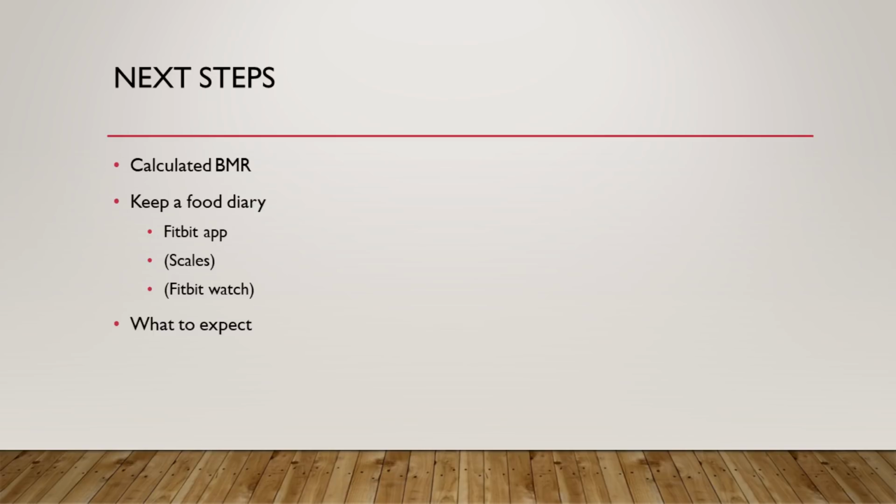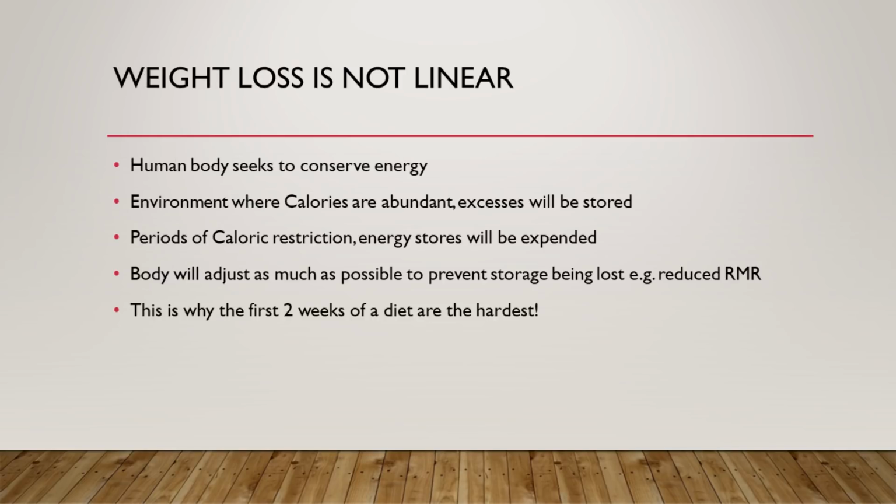Having done all of that, so you've worked out how much you're going to be taking in, you've kept a food diary so you can plan and adjust accordingly, what should you expect? The most important thing to say is that weight loss is not linear. There is a common misconception that calories in minus calories out is your net effect, and it's a simple equation. It isn't. The human body is constantly seeking to conserve energy for the winter that will hopefully never happen. In an environment where calories are abundant, the excess will start to be stored, and during periods of caloric restriction, energy stores will begin to be expended.